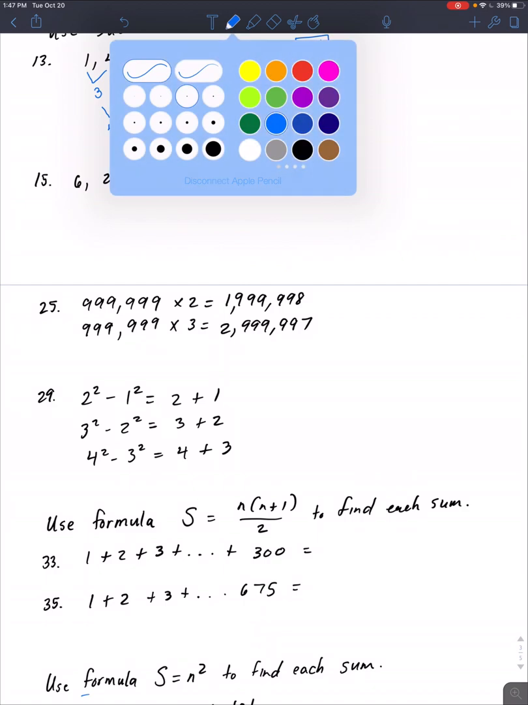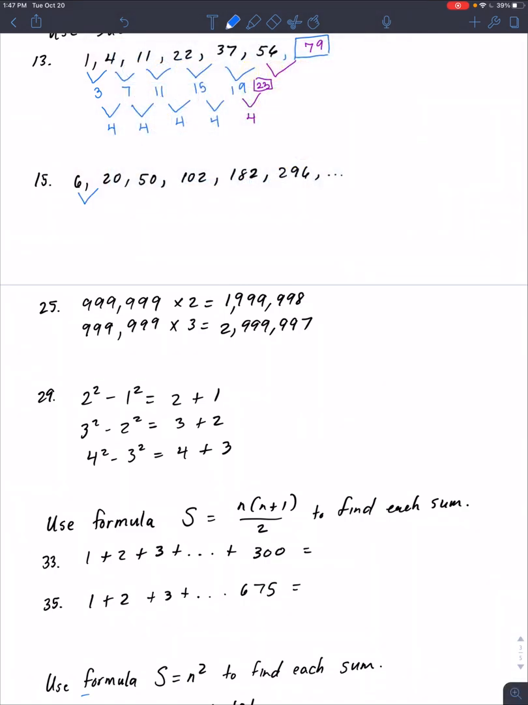Let me go back with first figuring out what's going on. How do you get from this term to this term? That's 6 plus 14 is 20. 20 plus 30 is 50. 50 plus 52, or if you want to look at it like 102 minus 52 is 50. However you want to work that, depends on your preference there. So 102 plus 80 is equal to 182. Then 182 plus 114 is equal to 296. So we got to figure out 296 plus what is going to give us the next value.